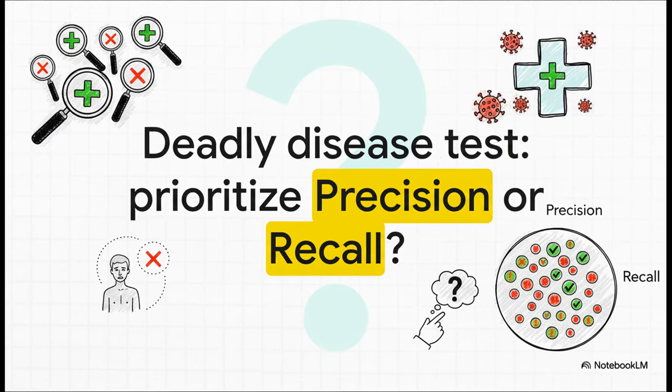All right, to wrap this all up and really put your understanding to the test, I want you to think about this question. If you are designing a medical test for a very dangerous, life-threatening disease, what do you care about more? Do you prioritize high precision, which means you avoid scaring healthy people with false alarms? Or do you prioritize high recall, which means you find every single person who actually has the disease, even if it means you get a few more false positives along the way?